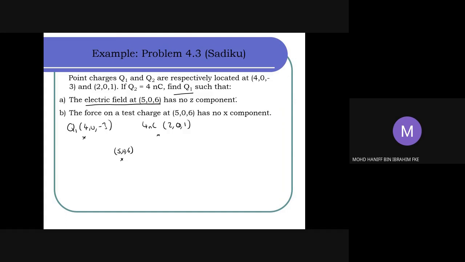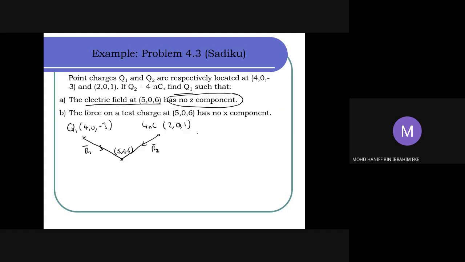Before we can consider the effect of the Z component, you need to find out what the electric field at (5, 0, 6) should be first. Based on this, the electric field is contributed by 2 point charges, Q1 and the 4 nanocoulomb charge. So we can have 2 electric field lines, the first from Q1, the second from the 4 nanocoulomb. Let me use a vector R1 here, and here the vector R2, just to differentiate the vectors for both electric field intensities.